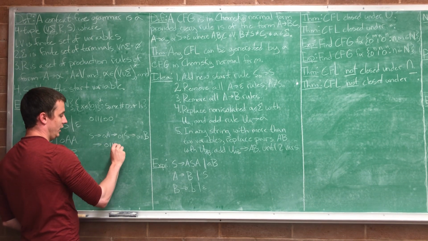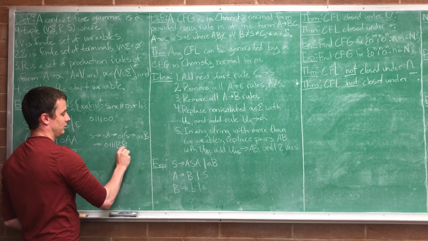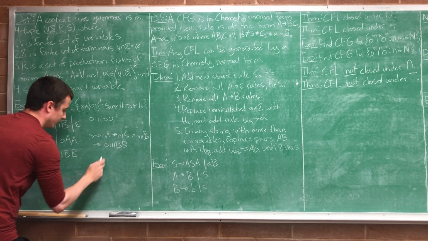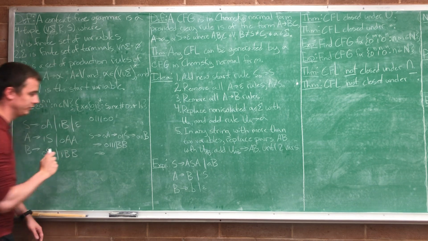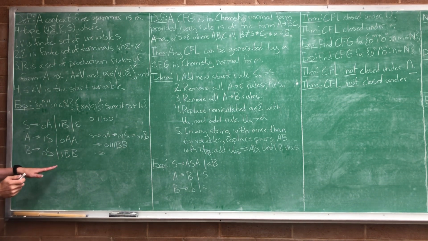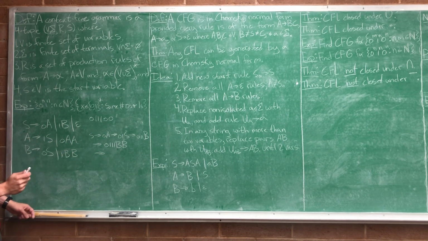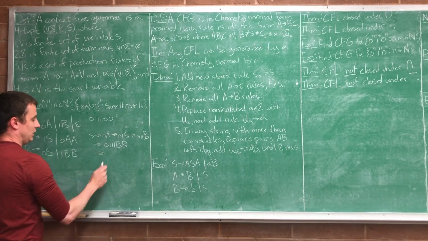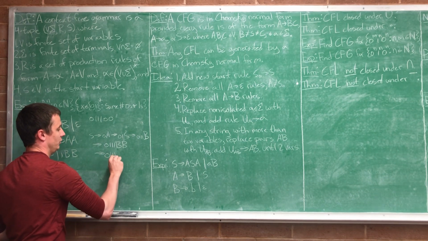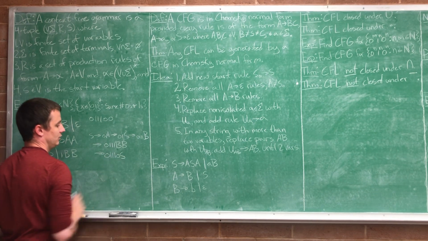0, 1, 1, 1, B. Glad we got one of those where it had two variables, so you didn't think you only ever have one. Okay, and now that B, we'll replace this B first. What are we going to replace that B with? 0s. So that B is a 0s. We get 0, 1, 1, 1, 0s.